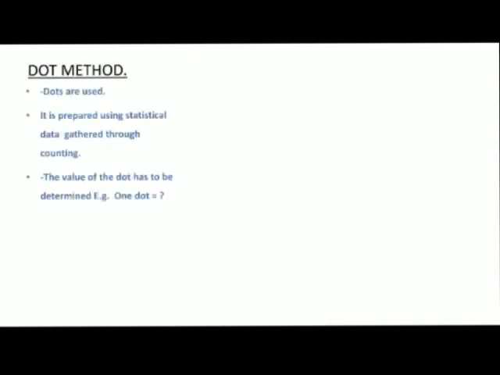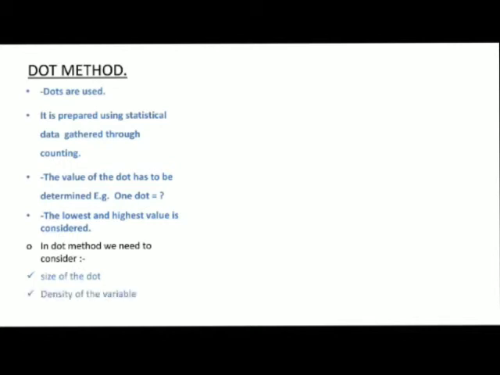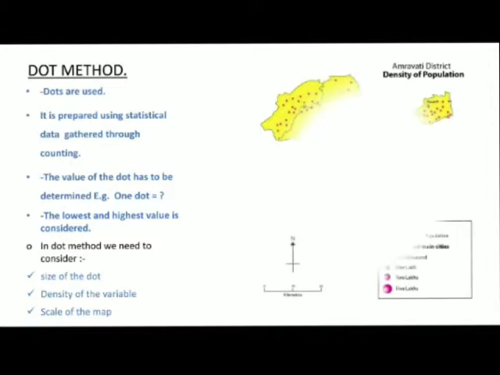Let us study the first method, that is the dot method. In the dot method, dots are used. It is prepared using statistical data gathered through counting. The value of the dot has to be determined. One dot is equal to how much? The lowest and the highest value are considered. In the dot method, we need to consider the size of the dot, the density of the variable, and the scale of the map. It means the distance shown on a map.